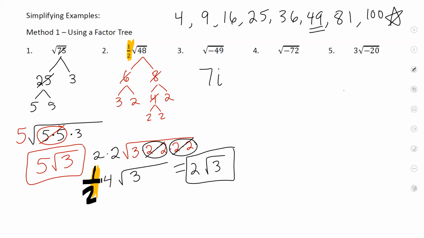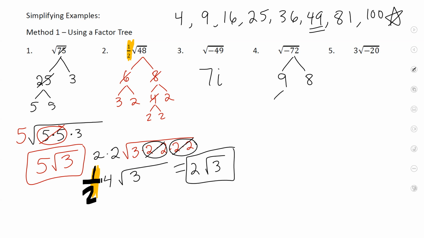Okay, next one. I need two numbers that multiply to give me 72. Yep, 9 and 8. That works. You're going to do 6 and 12. You can also do that. You'll get the same numbers in the end.